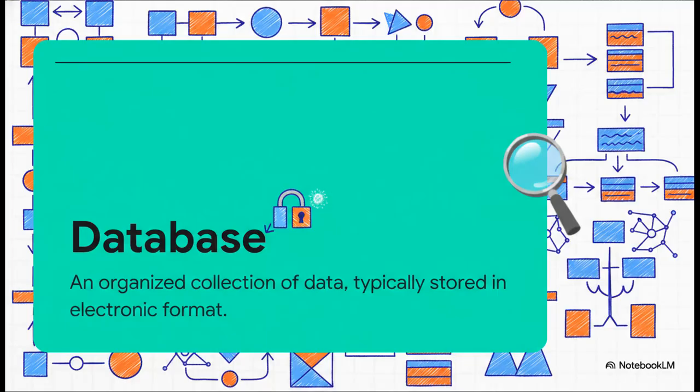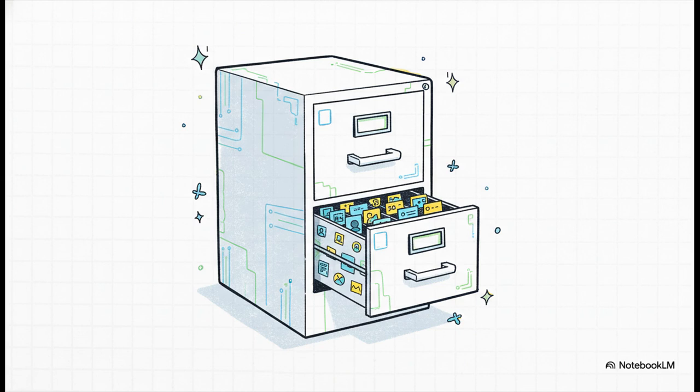Okay, so the official definition is pretty straightforward. It's an organized collection of data. And that word organized is everything. It's the absolute key. We're not talking about just a random pile of files on a computer. This is data with a purpose, a system, a structure, and it's all designed to be super efficient and totally reliable.